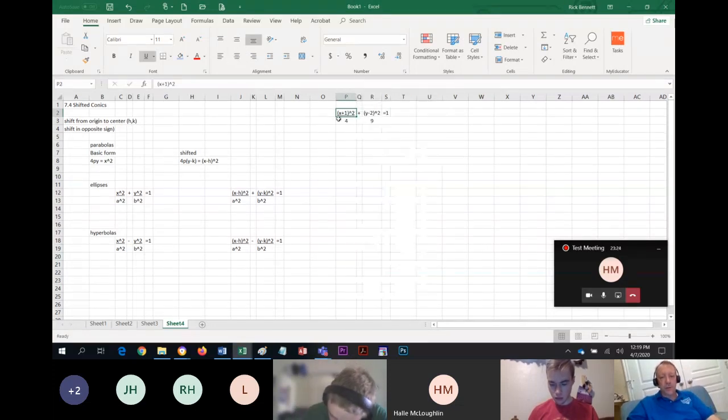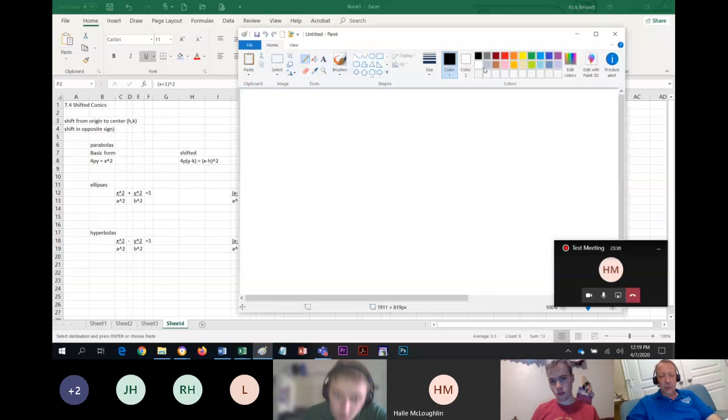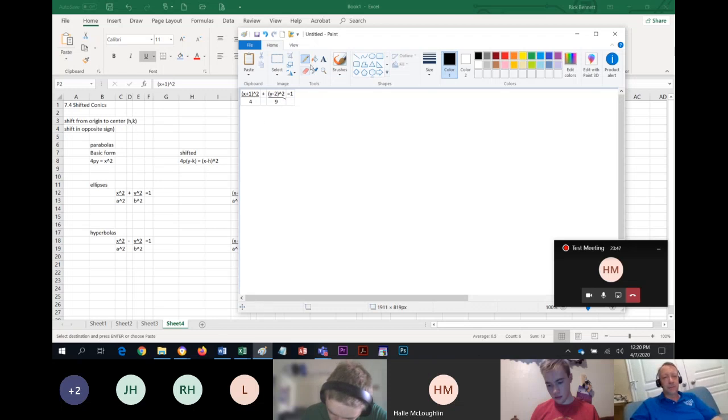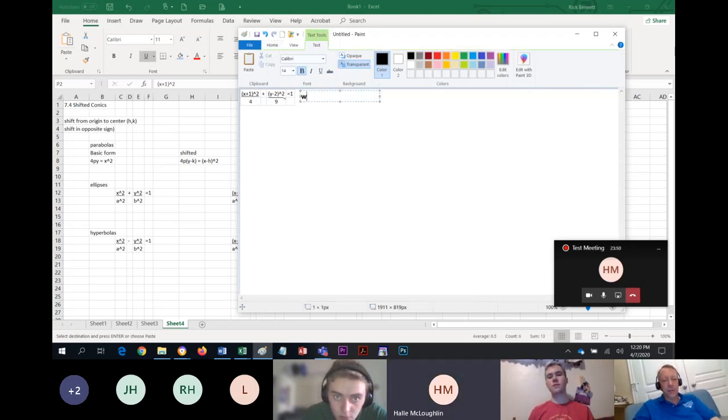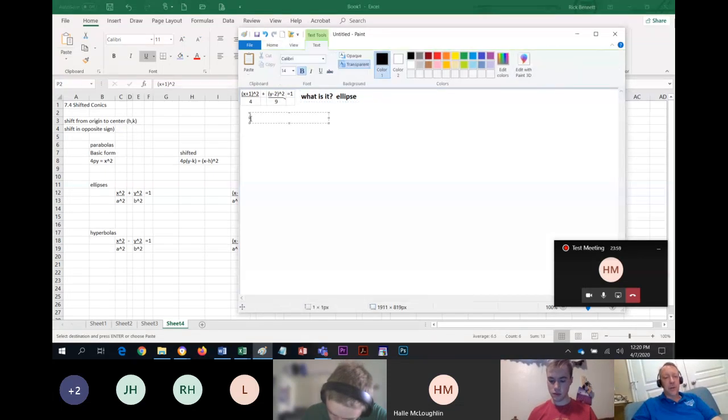Here's what I want to do. I'm going to copy this over to Paint, and we're going to do most of our work over here today. First of all, I didn't underline that, but I meant to. What is this shape here? An ellipse. Since we know it's an ellipse, where's the center? We'll find all the things: the center, the foci, the vertices.